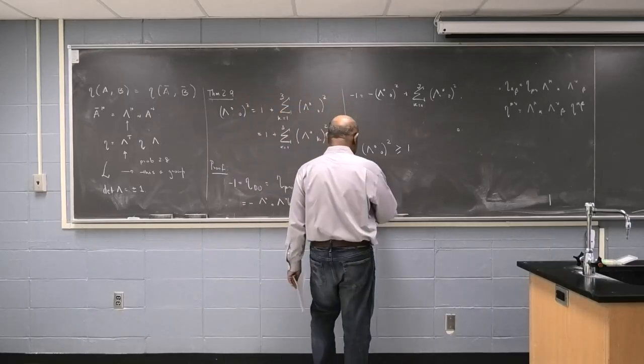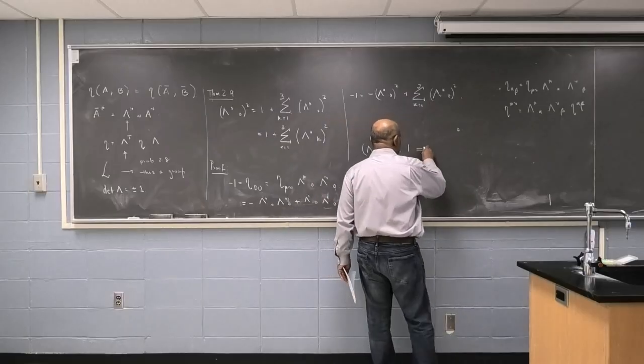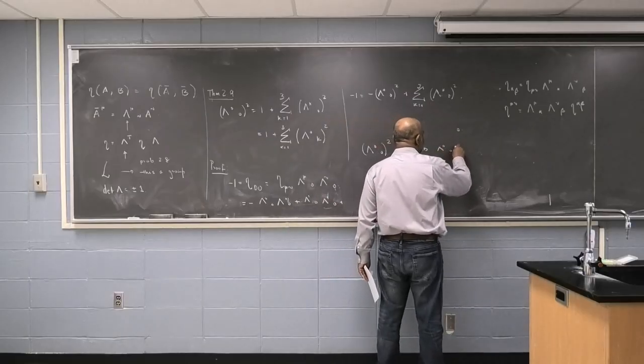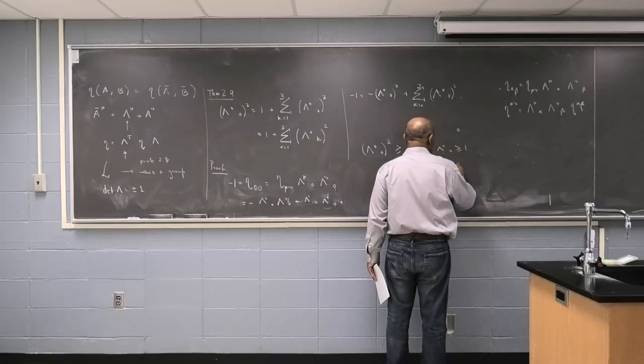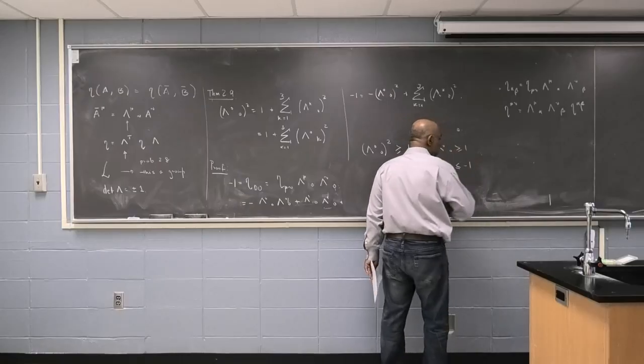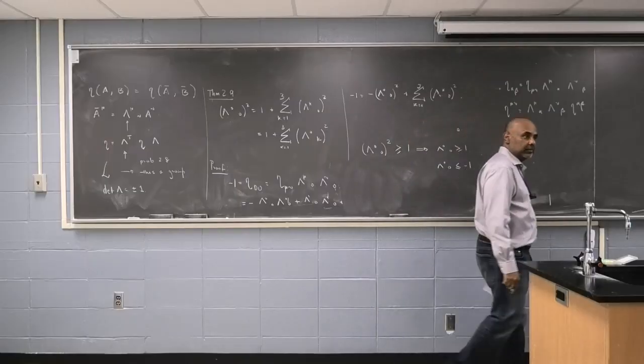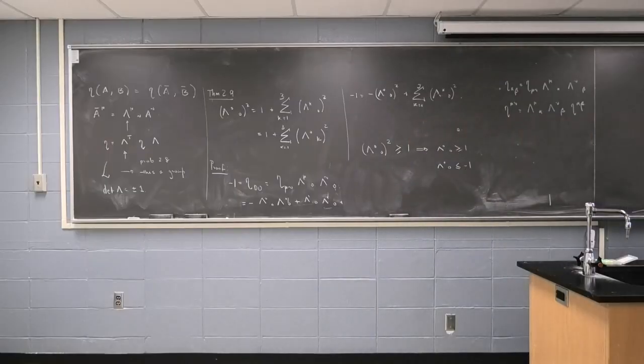Which obviously means two situations: lambda 0,0 is greater than or equal to 1, or lambda 0,0 is less than or equal to minus 1. Correct? Because when you square it, it has to be greater than. So no, lambda 0,0 cannot have values between minus 1 and 1.